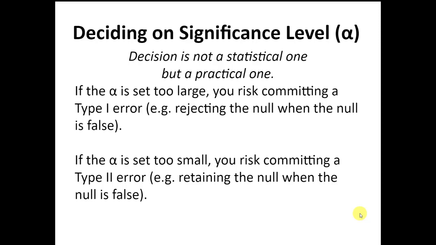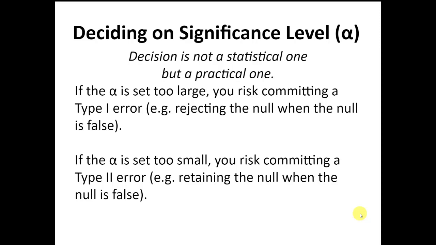There's no real rule of thumb. You just have to weigh a couple of factors. If you set the alpha level too large, you risk committing a type 1 error. So if you set it at 10% alpha, you're going to be making a mistake 10 times out of every 100 times. If you set a 5% alpha, then you're going to make a mistake 5 out of every 100 times, approximately. That's what you're risking.